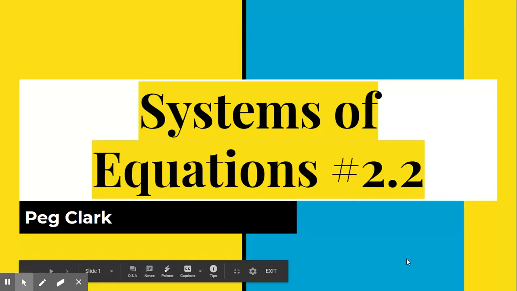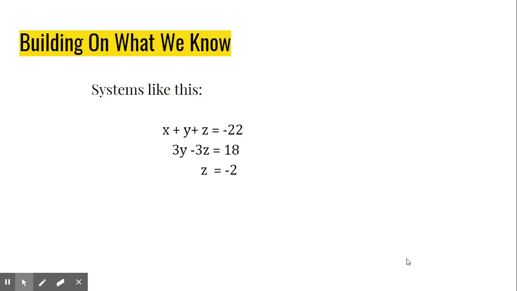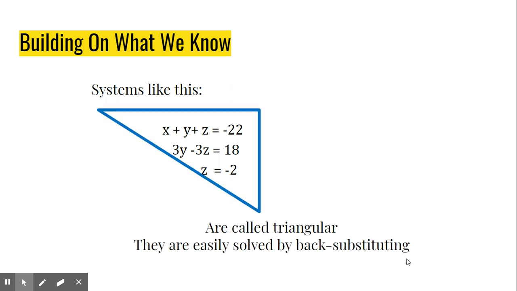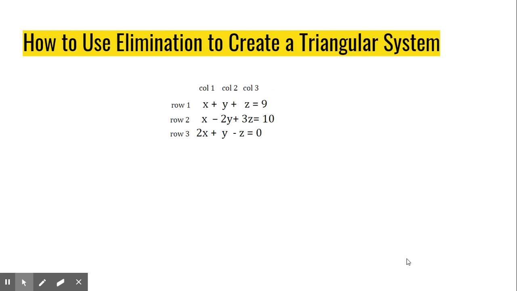This is a lesson on how to solve non-triangular systems of equations that have three equations and three variables. Now, we already know that systems like this are triangular and that they are easily solved by back substituting. But what do we do if we have a non-triangular system with three equations and three variables? We're going to use elimination to create a triangular system.